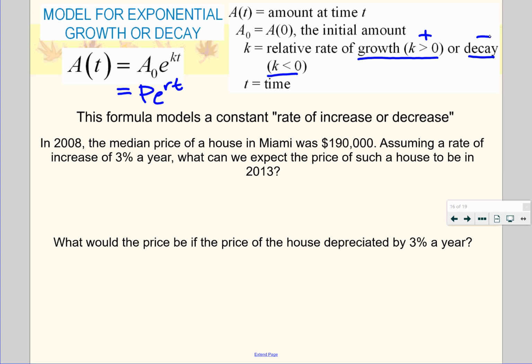If you're not sure whether to use this formula or the other one that we're going to talk about in a second, look for this key phrase. This formula models if there is a constant rate of increase or decrease. If we are constantly increasing, think about that continuously compounding, those words will be in the problem with these, okay? So look for that little phrase if you're not sure which formula to use.